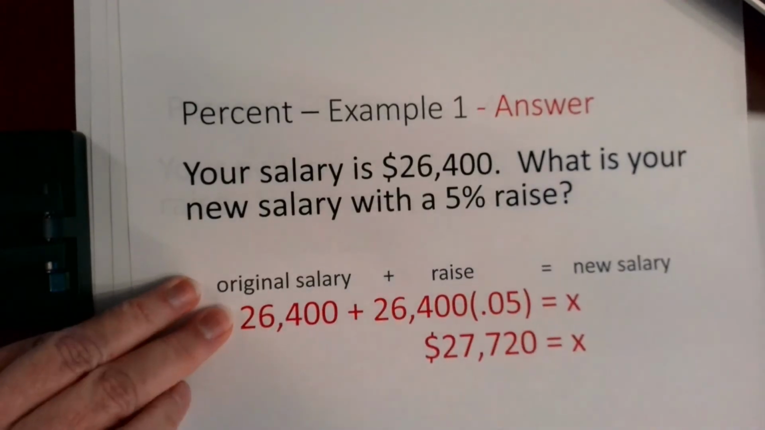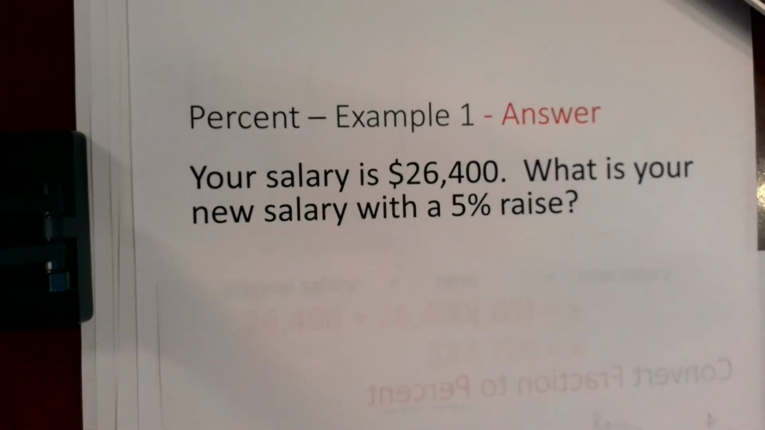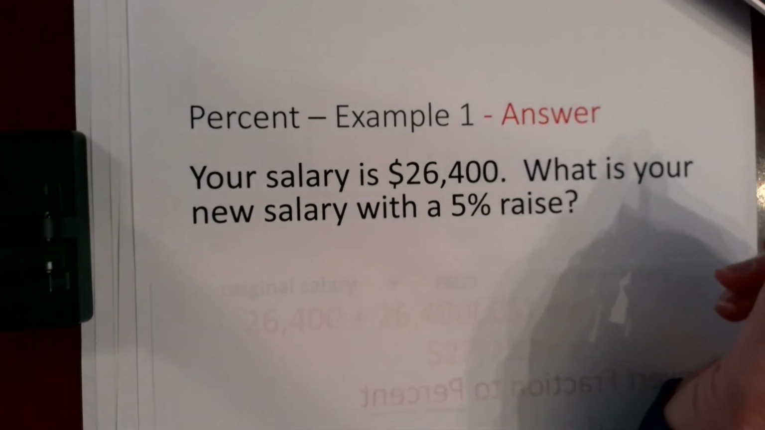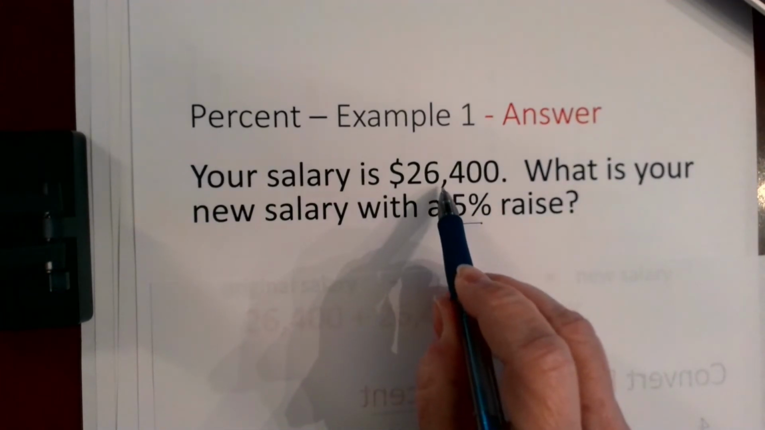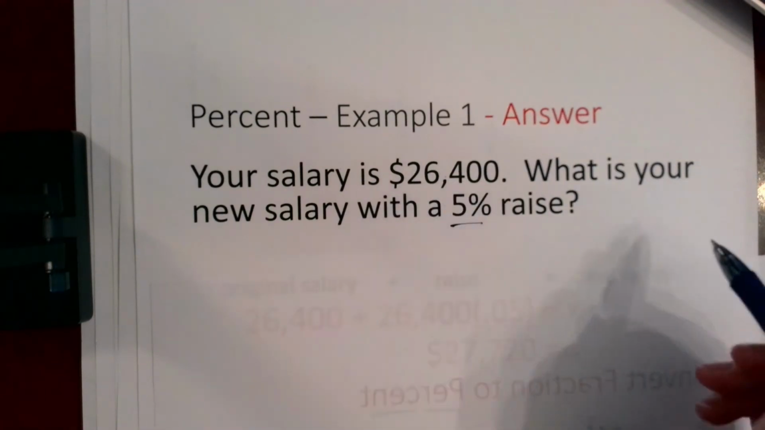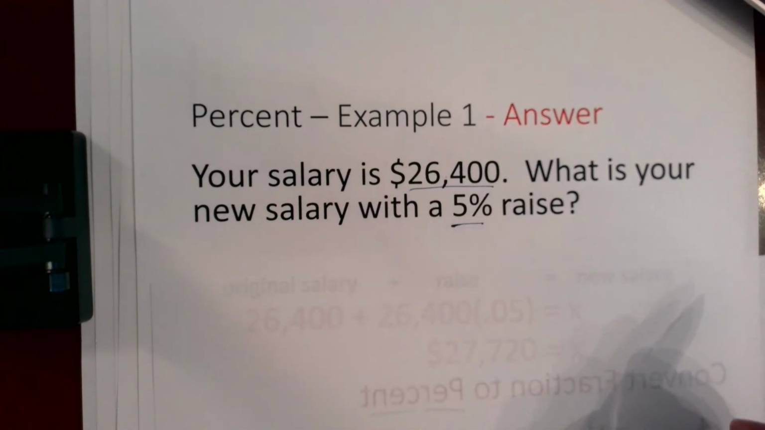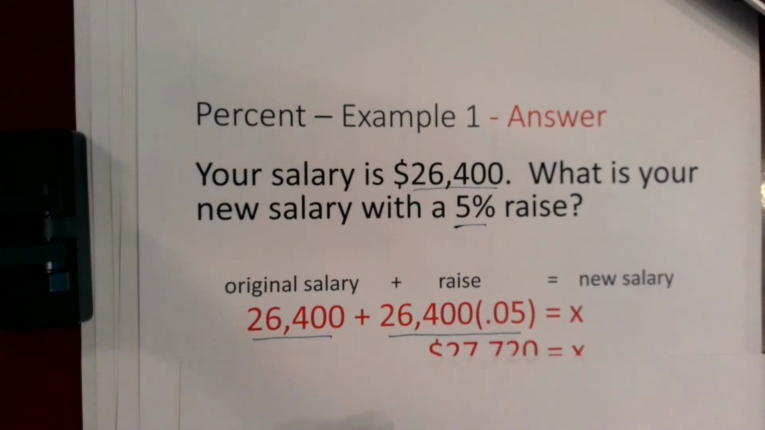Here's an example of using percents with your salary. If your salary is $26,400, what if you get a 5% raise? That means we want 5% of 26,400 added back in. I want my original salary plus 5% more. So you write it this way. Original salary plus 5% more. 5% of 26,400 is 0.05 times 26,400. And there's the answer.